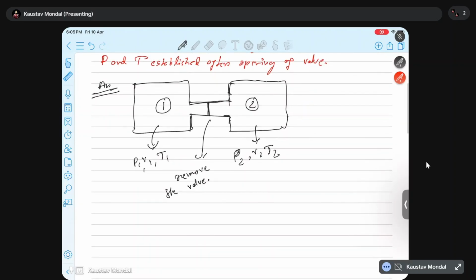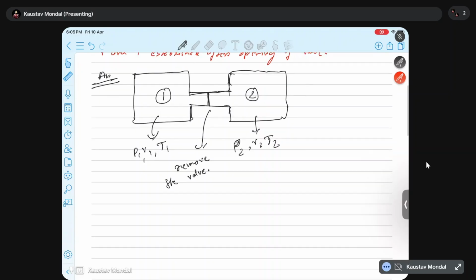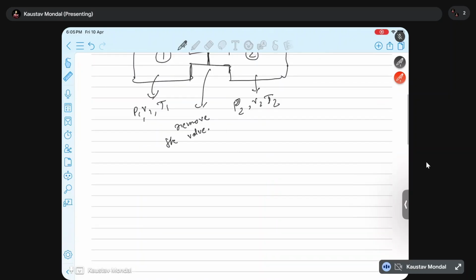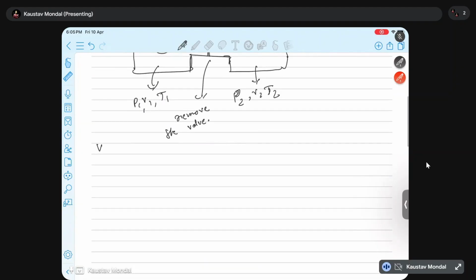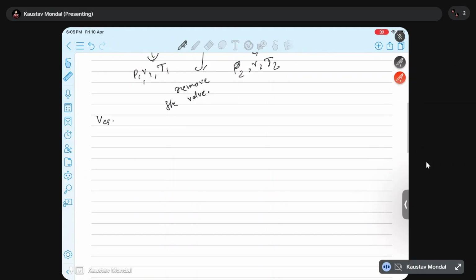Okay. So initially for vessel one, we consider that the gas follows the ideal gas equation. So for vessel one the equation will be P1V1 equal to N1RT1, and for vessel 2 it will be P2V2 equal to N2RT2, right? That means N1 is P1V1 by RT1 and N2 is P2V2 by RT2, correct?